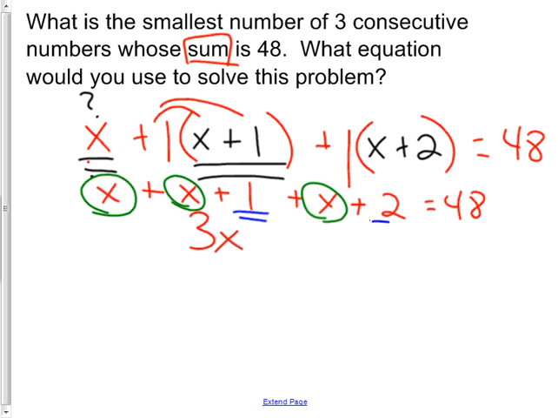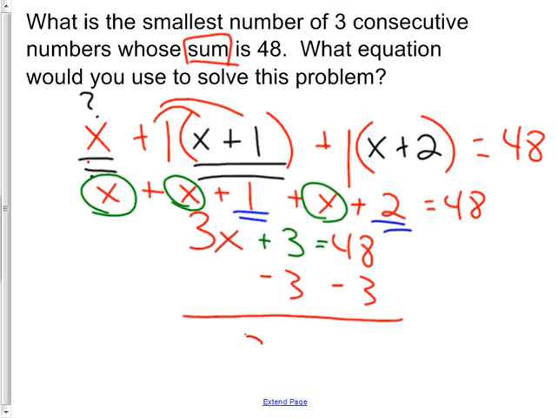So now we just combine our other like terms. Here's a 1, here's a 2. So what's 1 plus 2? 3 equals, what's all this equal? 48. And now you can just go and solve it like any other two-step equation because this went away. What's 45 divided by 3?